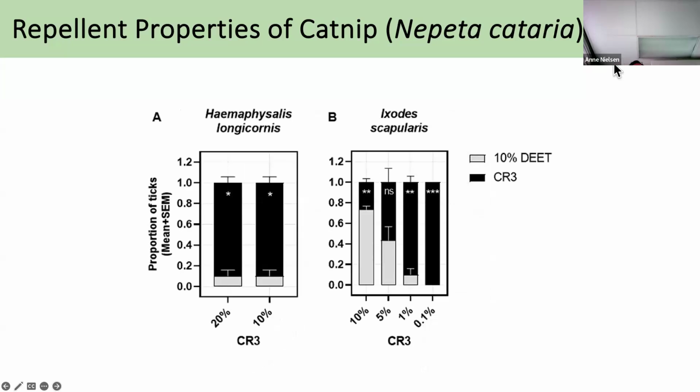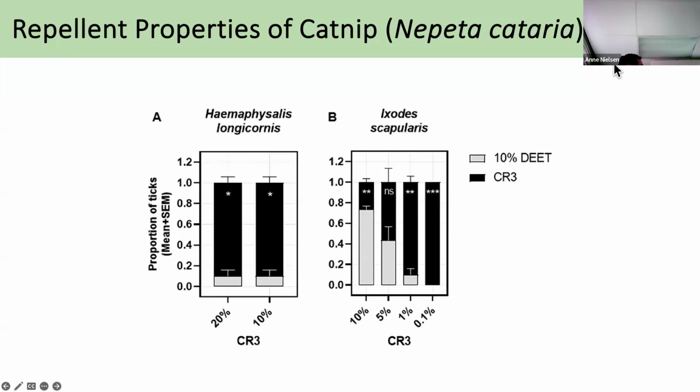So the next study that we did was to compare DEET directly with CR3, because we had made all these comparisons indirectly. In this case, we created a two-choice experiment, put the two repellents, and saw what happened. This study was very interesting because the differences were striking between longicornis and Ixodes scapularis. When we put longicornis in a two-choice assay with CR3 and DEET, this tick always went to the CR3 treated area. So DEET overpowers the extract, at least for Haemaphysalis longicornis.